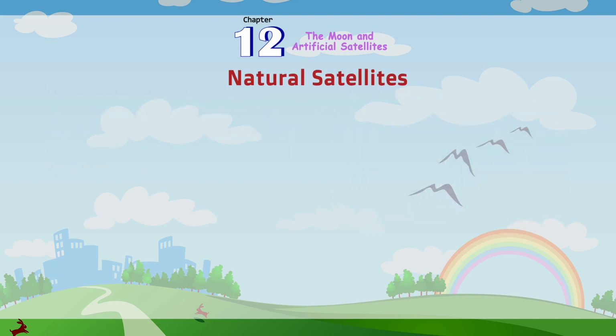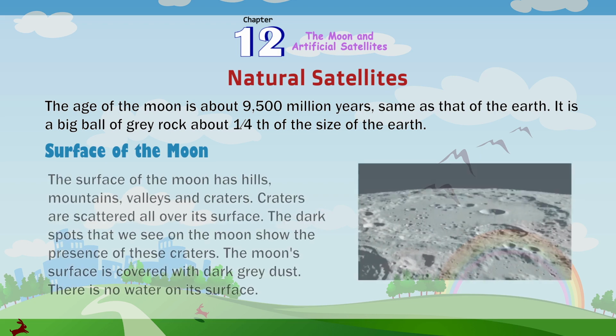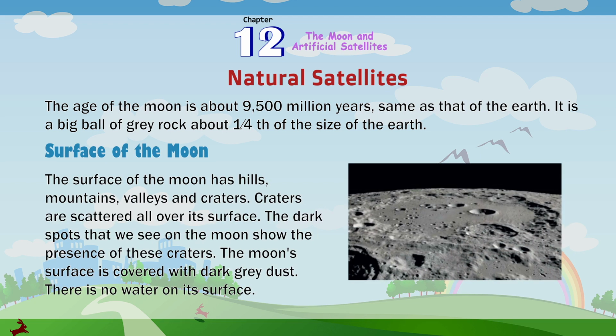Natural satellites. The age of the moon is about 9,500 million years, same as that of the earth. It is a big ball of grey rock, about one-fourth the size of the earth. Surface of the moon. The surface of the moon has hills, mountains, valleys, and craters. Craters are scattered all over its surface. The dark spots that we see on the moon show the presence of these craters.